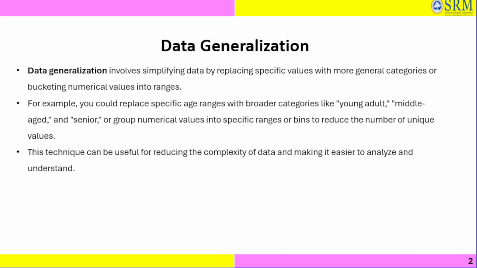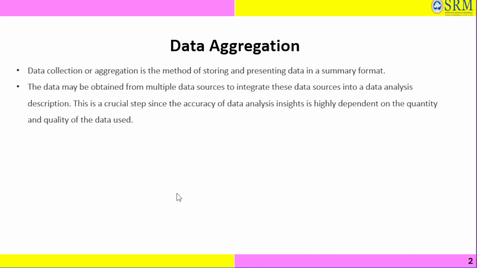And next is data generalization. Generalization is simplifying the data, replacing specific values with more general categories, or bucketing numerical values into ranges. For example, you have a specific age column and you replace it with broad categories like young adult, middle age and senior. Now you are going to group these numerical values into specific ranges or bins to reduce the number of unique values. This technique can be useful for reducing the complexity of data and making it easier to analyze and understand.